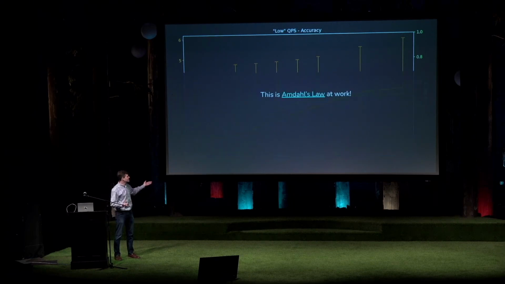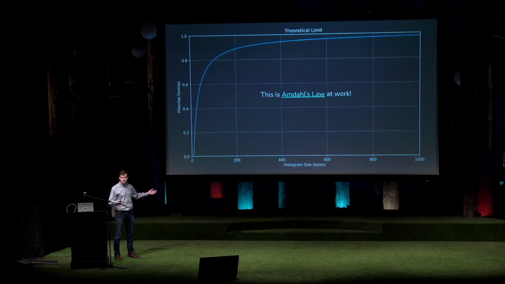And what this is, is Amdahl's law. So basically, what you're doing to save this space is replacing a histogram with a foreign key, right? If that histogram were the same size as the foreign key, then you wouldn't save anything at all, right? But if the histogram is really big, you're going to save a lot. And what was actually happening here?